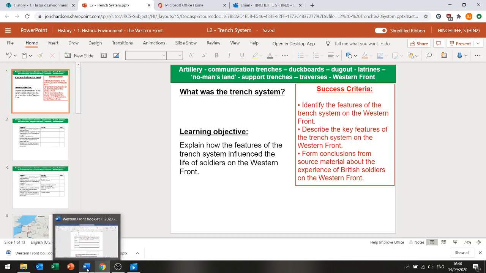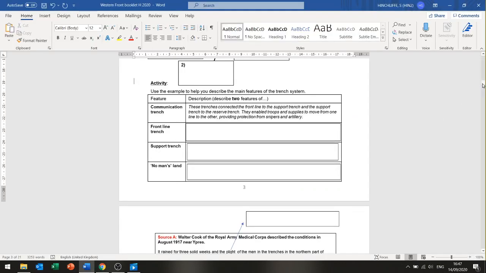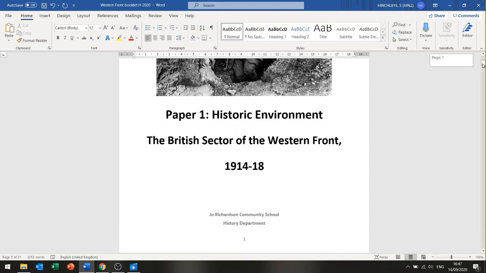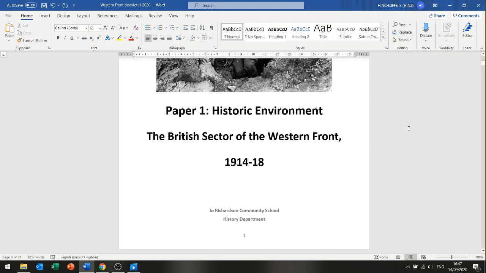When you come to school, you'll be issued with this booklet, but an online version will be available as well. We are looking at a little bit of the GCSE, but only 10%, so if you are picking GCSE History next year, this is a little bit of a taster for you. It's based on paper 1, and this is looking at the British sector of the Western Front during the First World War.